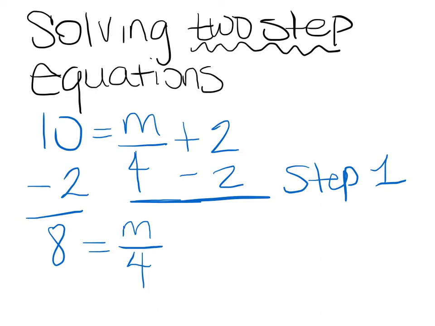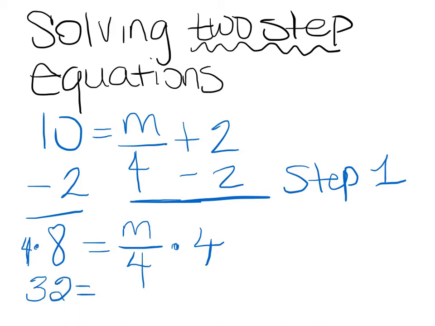But we still don't have m by itself. So this time we have division. So our inverse operation is going to be multiplication. So we're going to multiply by 4 on both sides. Oh, almost didn't get a 4 right there. So 8 times 4 is going to be what? Yes, you guessed it, 32.